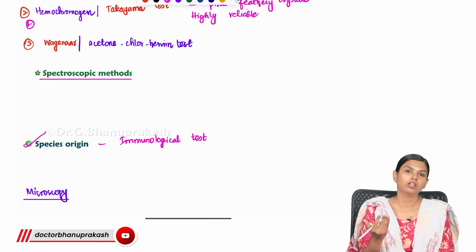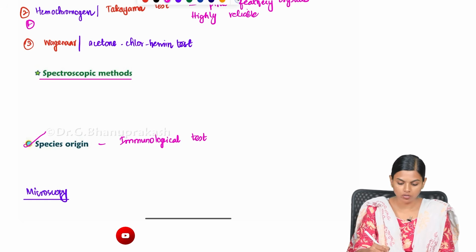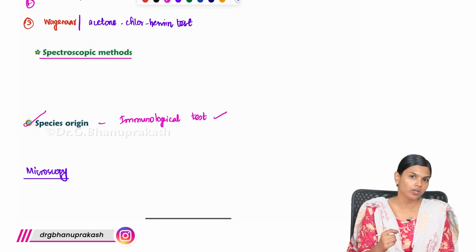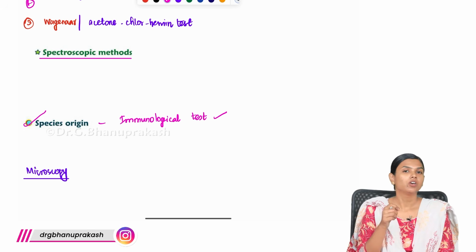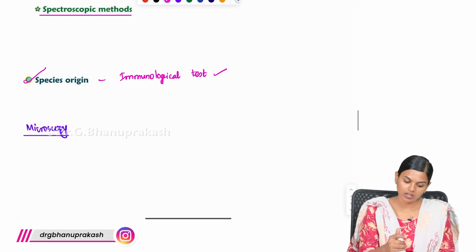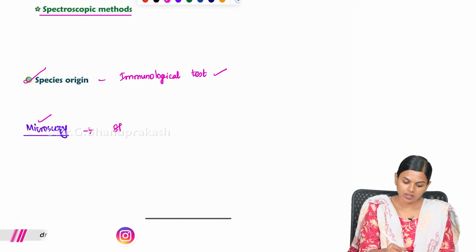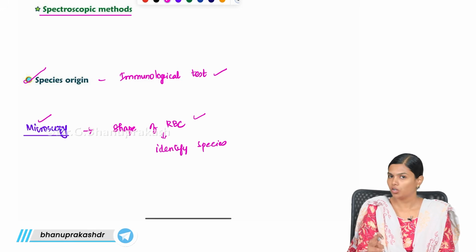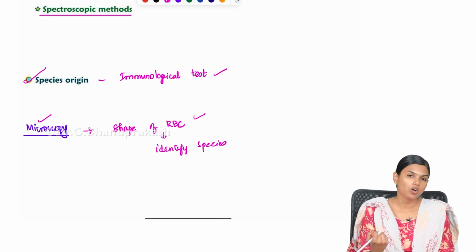But they will not be able to tell you whether it is hen blood or human blood. To find out the species origin, you have to do this immunological test. You will be doing the agglutination and inhibition tests to identify whether it is actually human blood or not. And finally, you can do microscopy to look at the shape of the RBC. This can also help you identify the species. So for identification of species, you can do the immunological test and microscopy, where the shape of the RBC will help you identify the species origin.